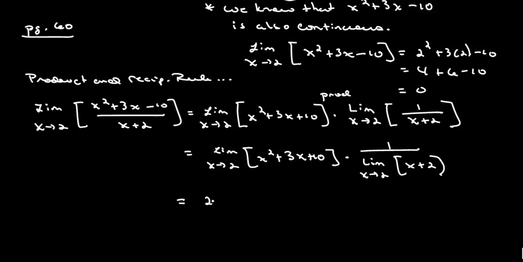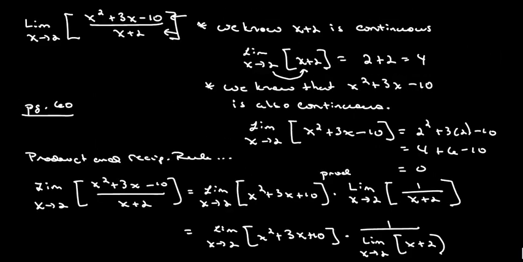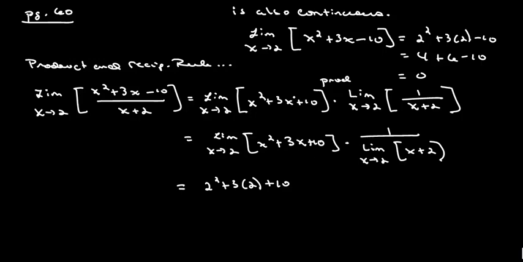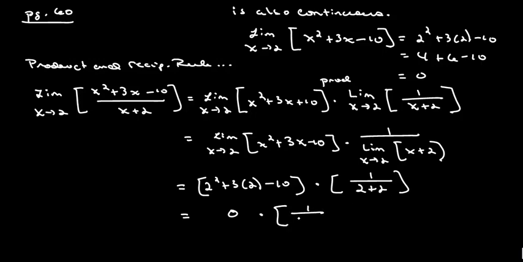Now, we'll just apply those. This is going to be 2 squared plus 3 times 2. Oops. Let's see here. Is it plus 10 or minus 10? Let's go back up and look. It's minus 10, so I wrote this part down wrong right here. Not a big deal. We'll just get rid of that. There we go. And we have to multiply that by 1 over 2 plus 2. So this is going to be 0 times 1 over 4.